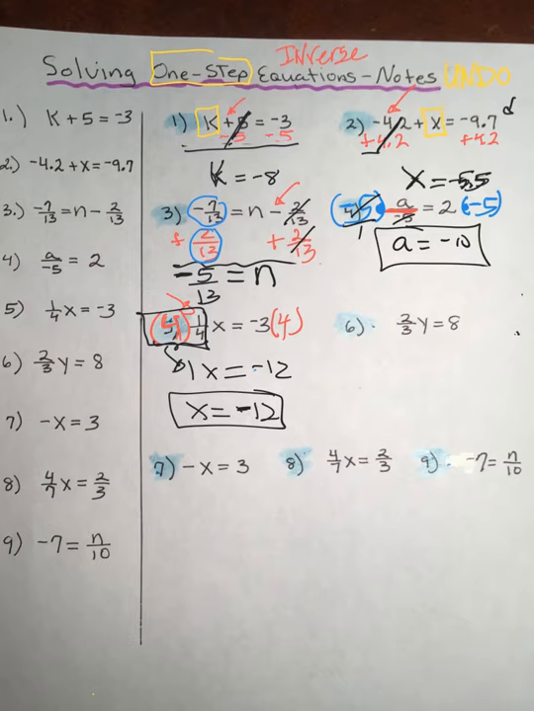So let's look at number 6 and try that technique. So since we're multiplying by 2/3, instead of dividing by 2/3, which we did earlier, we're going to use the multiplying by the reciprocal technique.